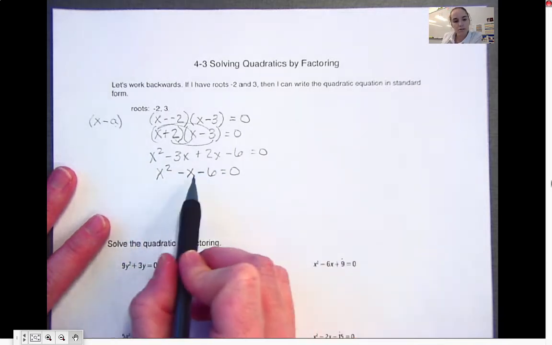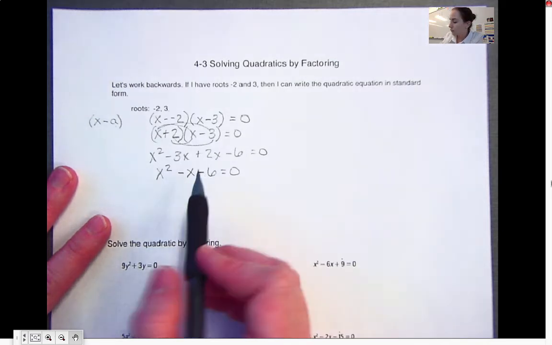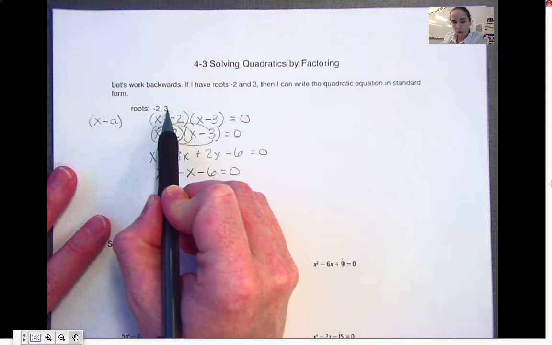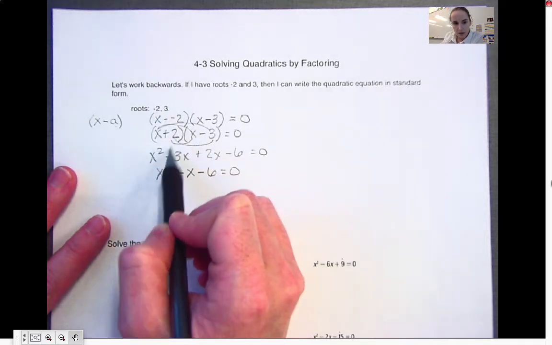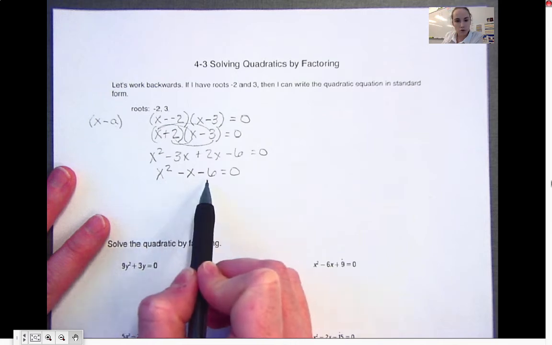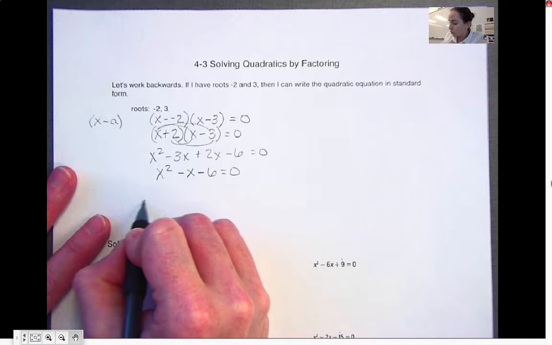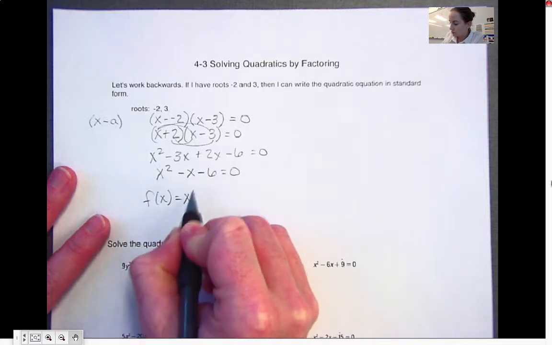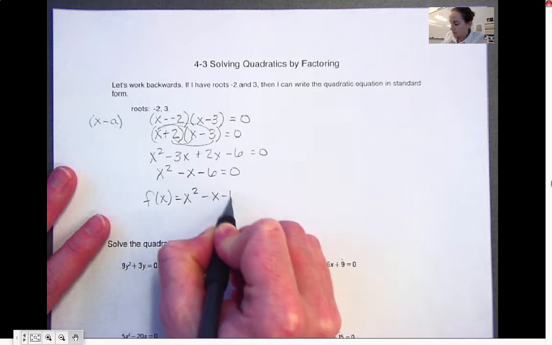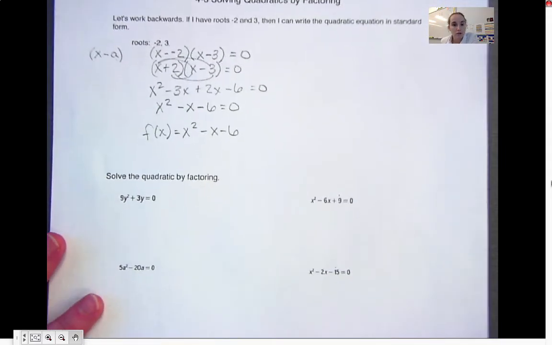Now, if you compare this to the notes that we talked about in 4-2, you'll see that when we found these two roots from the graph, now we try to work backwards, and this is the equation that we started with. Okay, so I could rewrite it as a function by saying f of x equals x squared minus x minus 6. Okay? You need to remember how to factor.